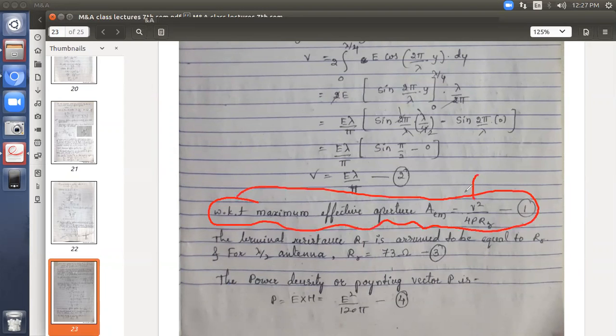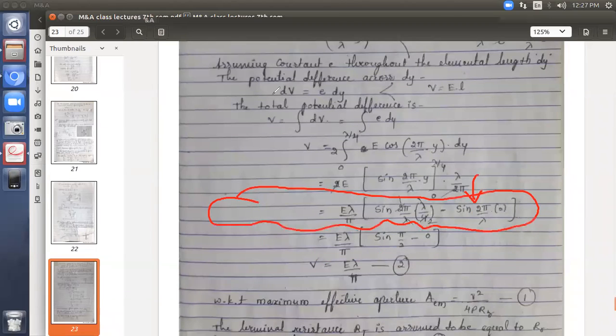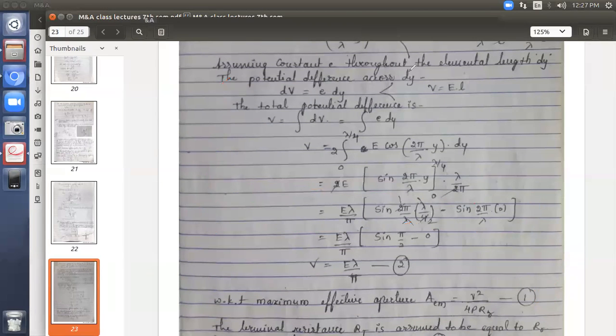After that, we will try to substitute for V. For that, this is the explanation. But I have taken V first and then this. Don't do that. First write equation 1 and then we will go for equation 2.